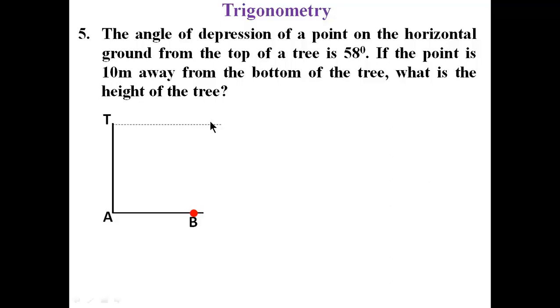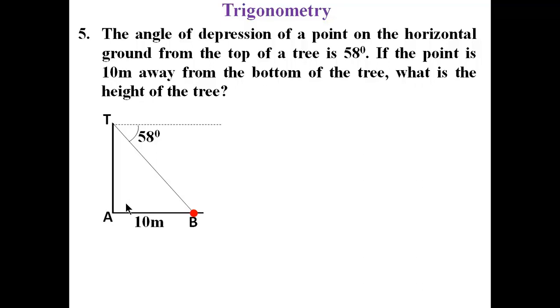Then looking down to the horizontal ground, an angle of 58 degrees is made. So here is the angle of depression, the angle the normal makes with the line of sight. And the line of sight here is this. If the point is 10 meters away from the bottom of the tree, which means AB is 10 meters.